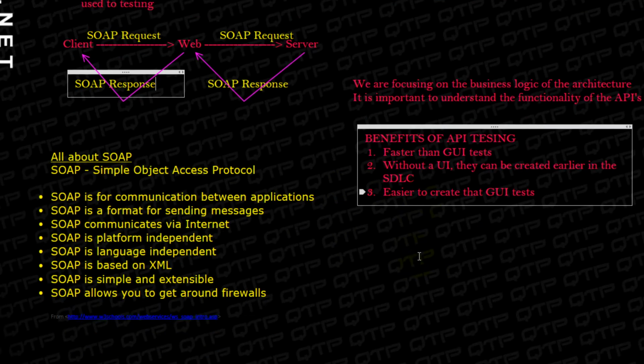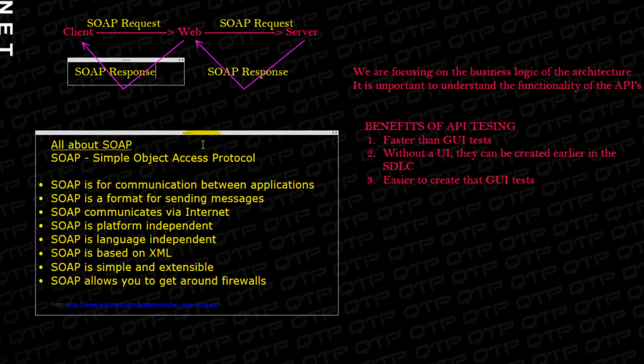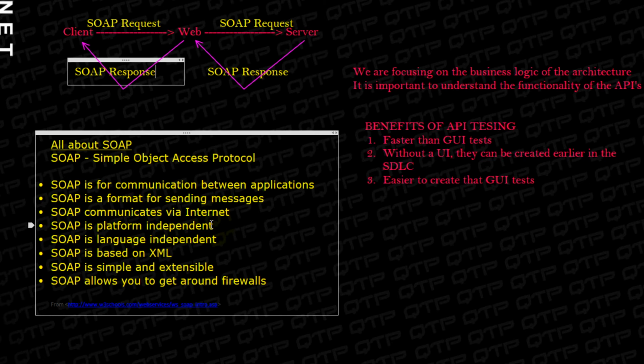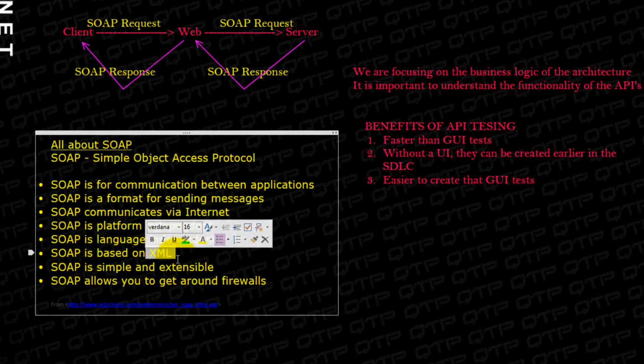We'll answer them. So let's discuss SOAP because I think it's very important for you guys to understand it so that you can visualize what I'm talking about. So this is just a protocol that's used for communicating between applications. It's a format for sending messages. It communicates via the internet, like I said here. It's platform independent. That's what makes it really awesome. You know, it can communicate between different platforms. SOAP is also language independent because it's based on XML.